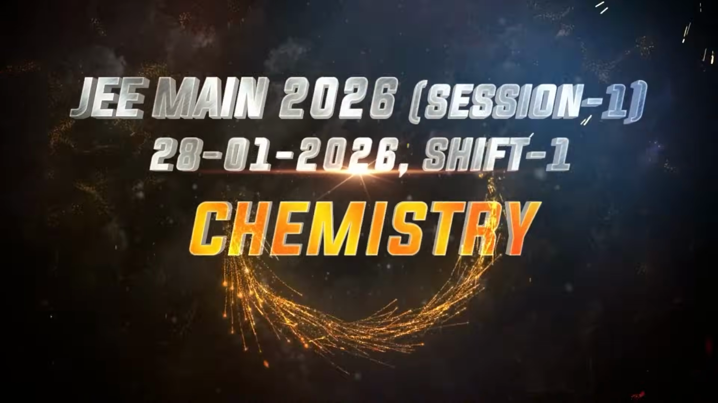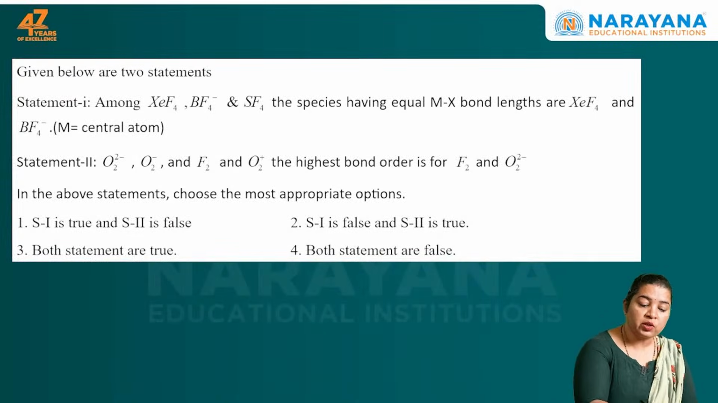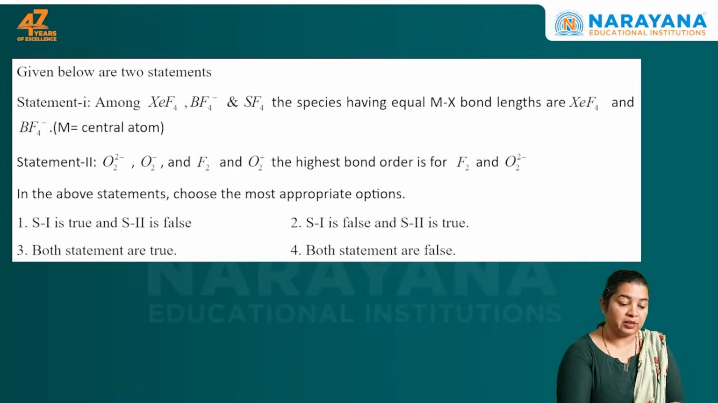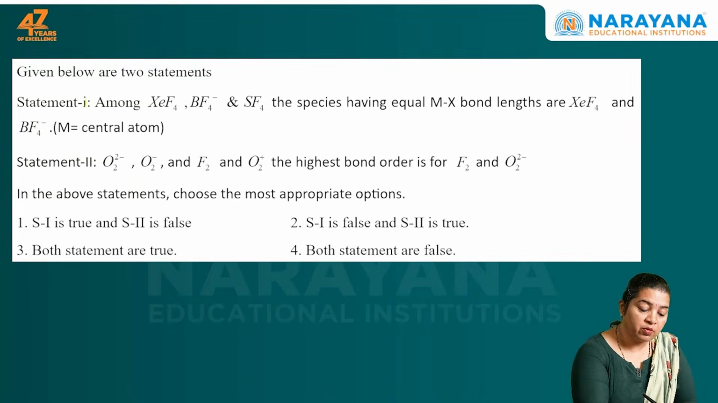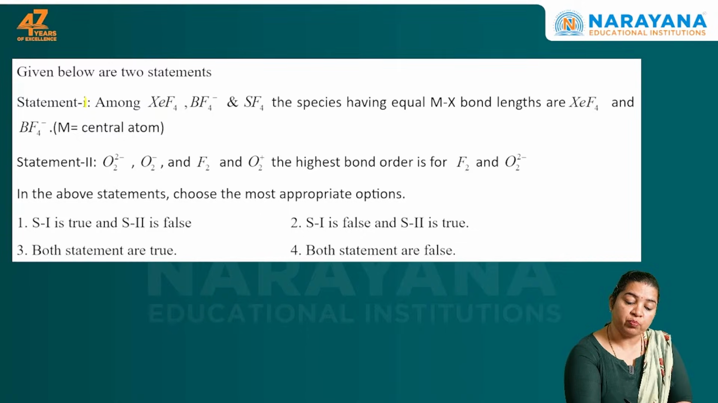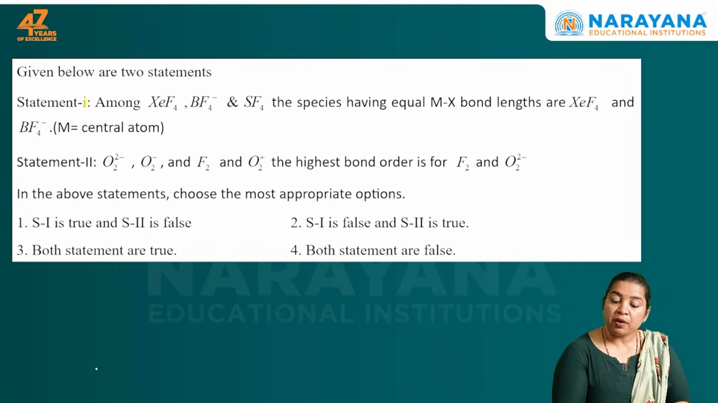Okay. Now moving to chemistry. So here we are with the next question. Given below are two statements, statement 1, statement 2. So what does statement 1 say? Among XeF4, BF4 minus and SF4, the species having equal M-X bond lengths are XeF4 and BF4 minus.